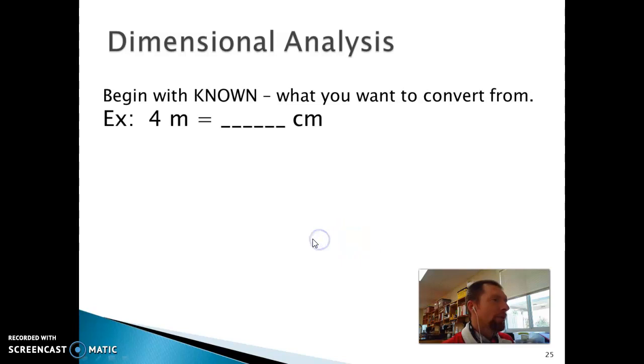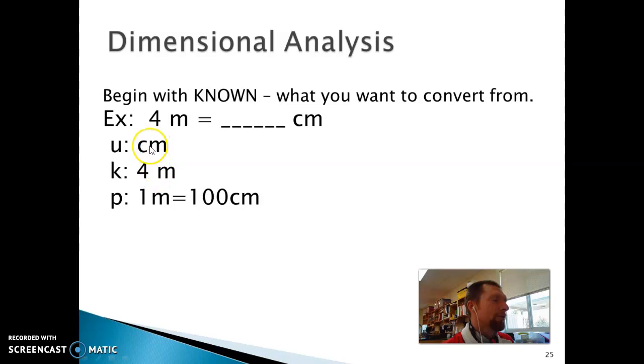All right, so you're always going to begin with the known. So the unknown in this problem is how many centimeters. The known is 4 meters. And our plan to get from there to there is going to be to use this conversion. 1 meter equals 100 centimeters.